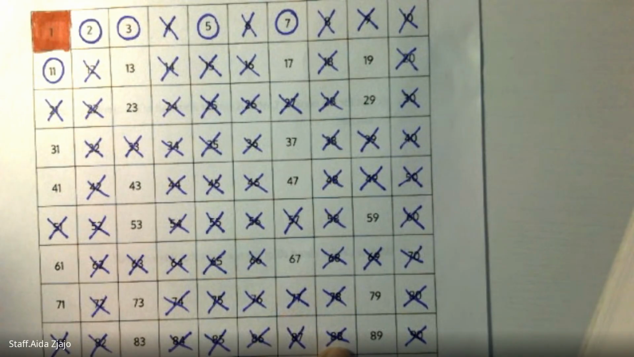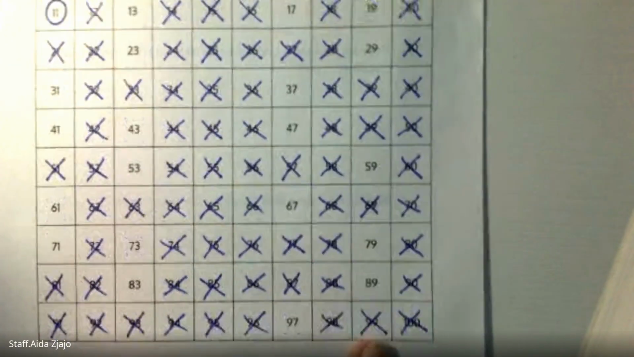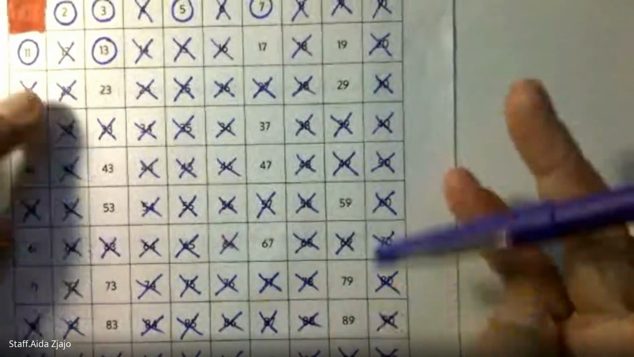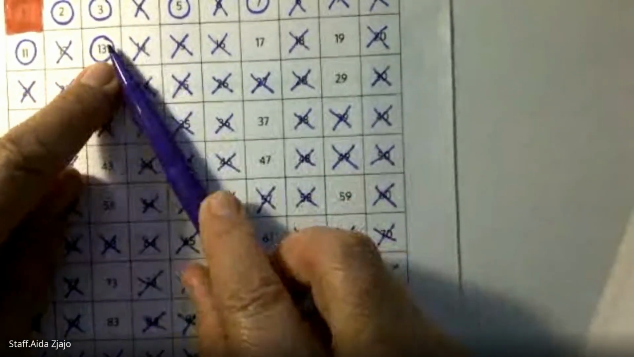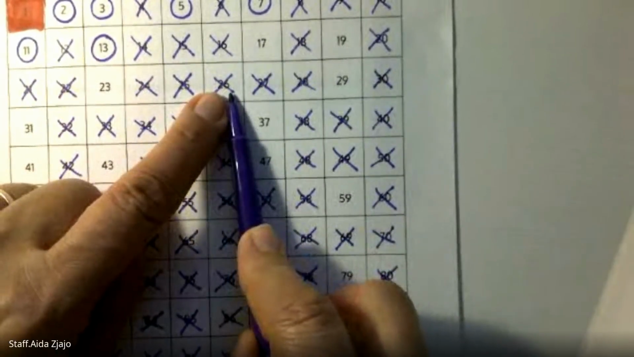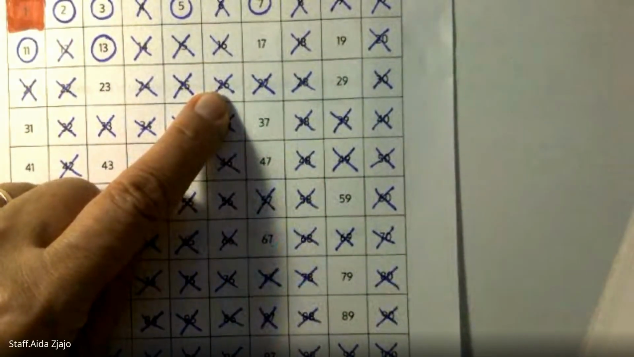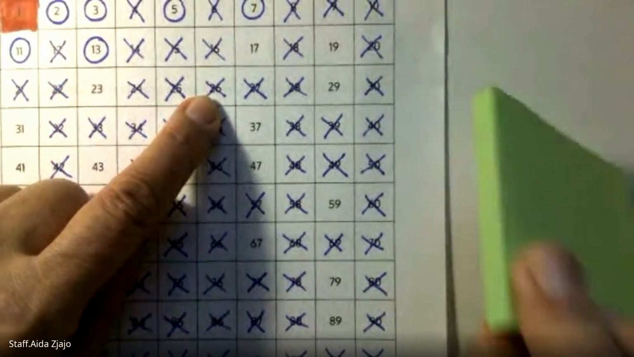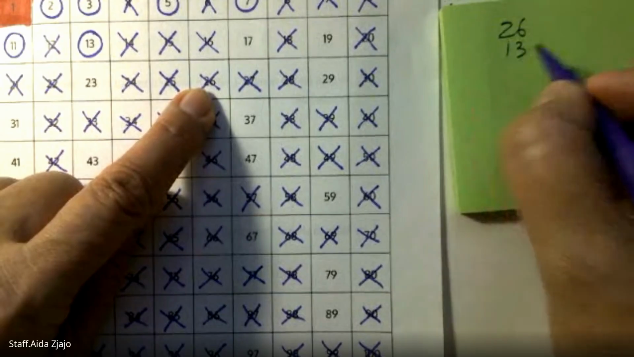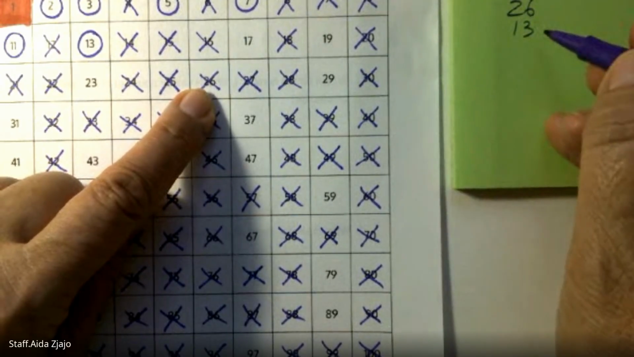77 plus 11 is 88, and 88 plus 11 is 99. So all are crossed off. Let's do 13. 13 and 13 is 26. And if we add 26 and 13, that is 39.